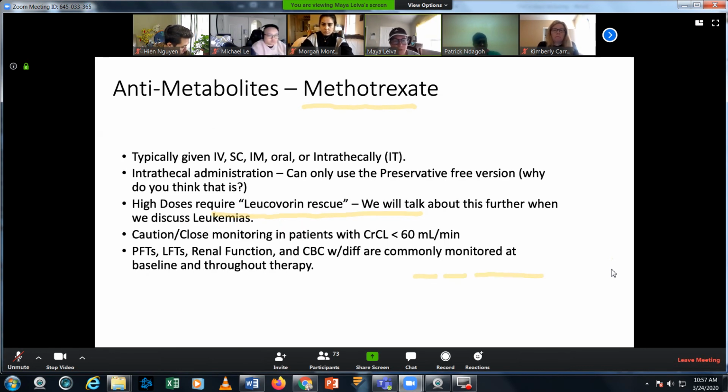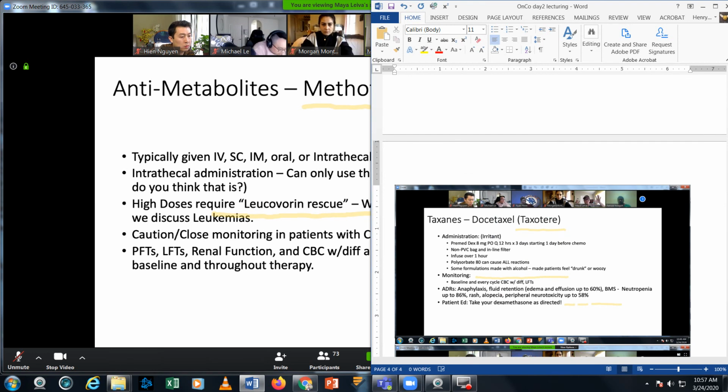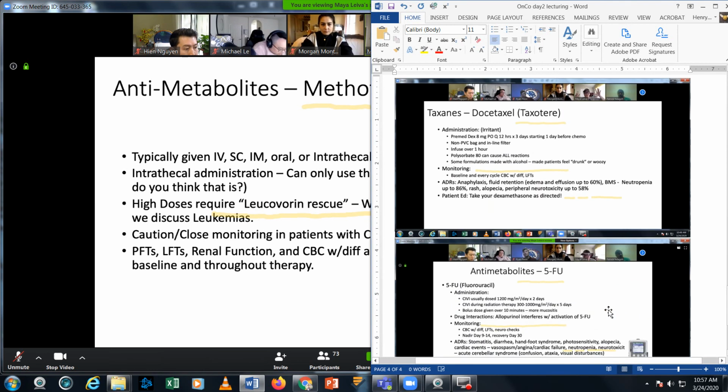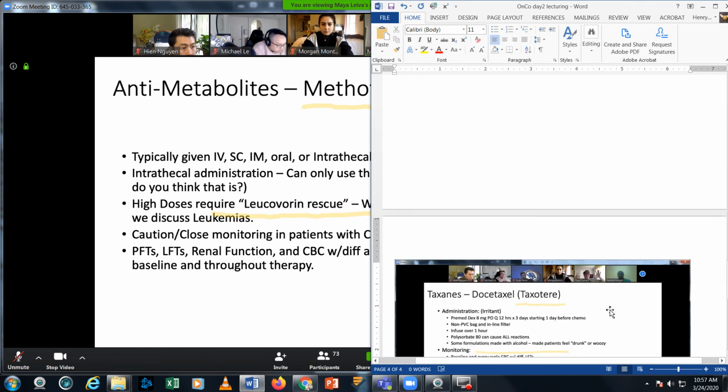All right, methotrexate, we're going to get to this drug later, but I just want to remind you of it because you've already had methotrexate. We give it in a variety of different routes. When we use it for things like ectopic pregnancy or rheumatoid arthritis, psoriasis, we use much lower doses. When we use it for cancer purposes, we give much higher doses. The difference is if we give it intrathecally.